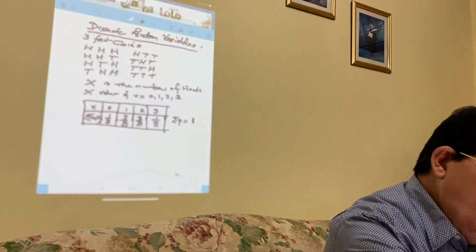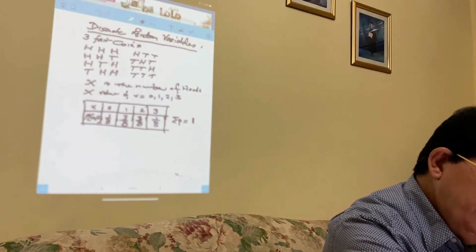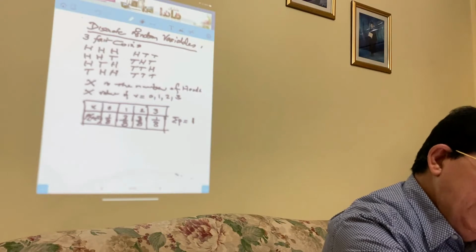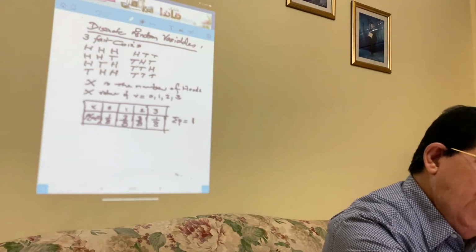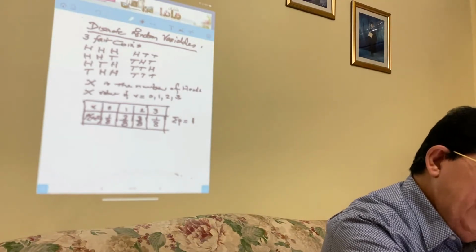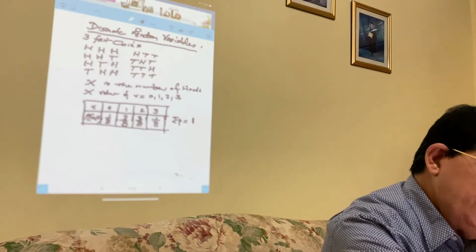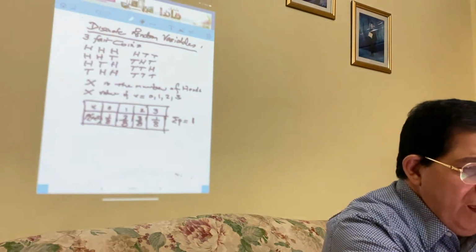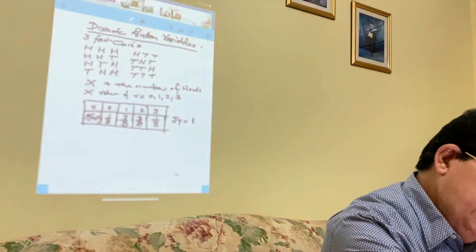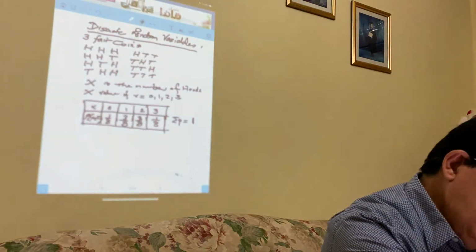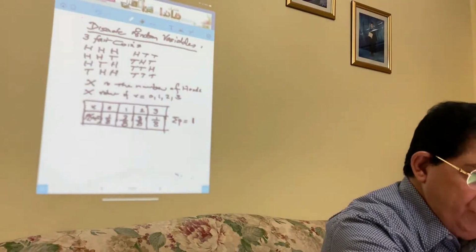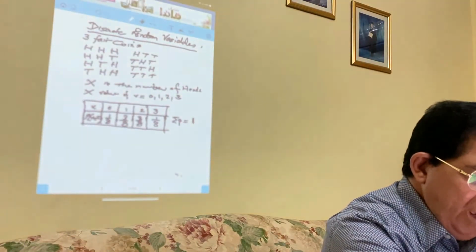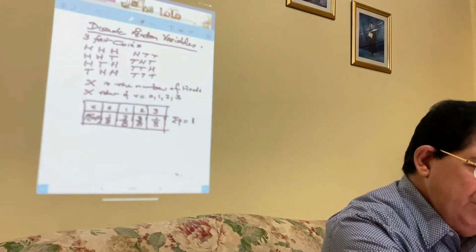What do we call this table? This table is called a probability distribution, the probability function distribution. Not like when we have a frequency distribution table, this is a probability distribution table.